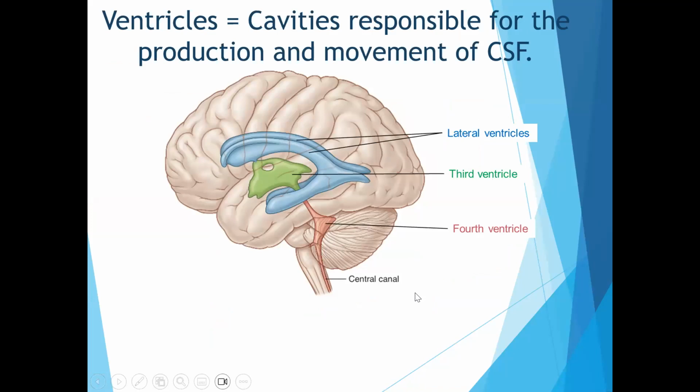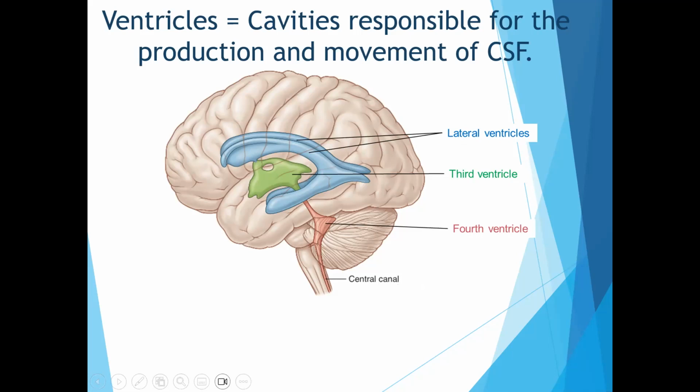Okay, moving on to the ventricles. So the primary role of the ventricles is to produce and move cerebral spinal fluid throughout the brain. So there's four different chambers. You have your lateral ventricles, so there's a right and a left. You have what's known as your third ventricle, and then you have what's known as your fourth ventricle, which ends up narrowing and forming the central canal, which goes directly through your spinal cord, carrying cerebrospinal fluid.